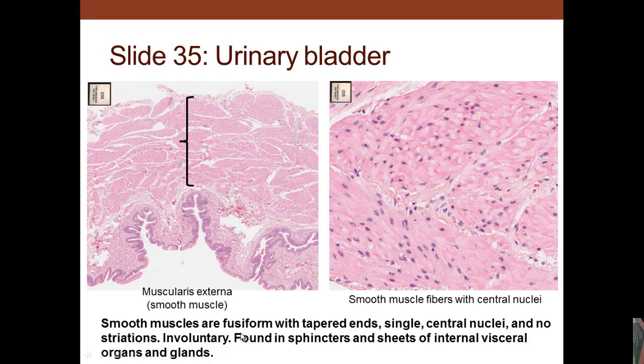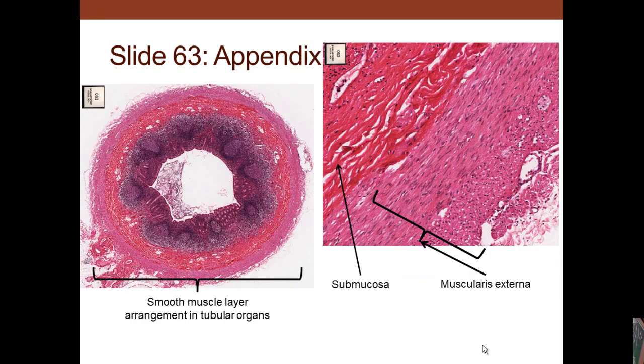Now, smooth muscle cells are fusiform, that is cigar-shaped, tapered at the ends, with a single nucleus in the center, and no striations. It's involuntary. We don't control it. It's found in sphincters and sheets of internal visceral organs. It causes peristalsis in the GI tract.